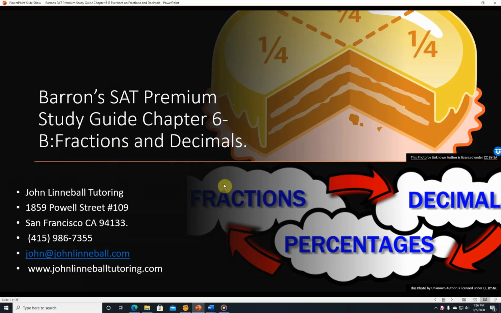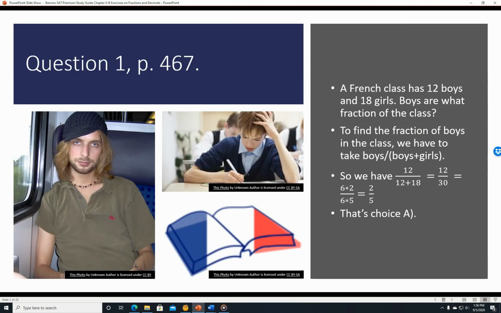and Decimals. We're going to go over the questions at the end of Subchapter 6B, which start on page 467 and 468 in the 29th and 30th editions of Barron's SAT, including the Barron's SAT Premium Study Guide. So here we go. Question 1, page 467.